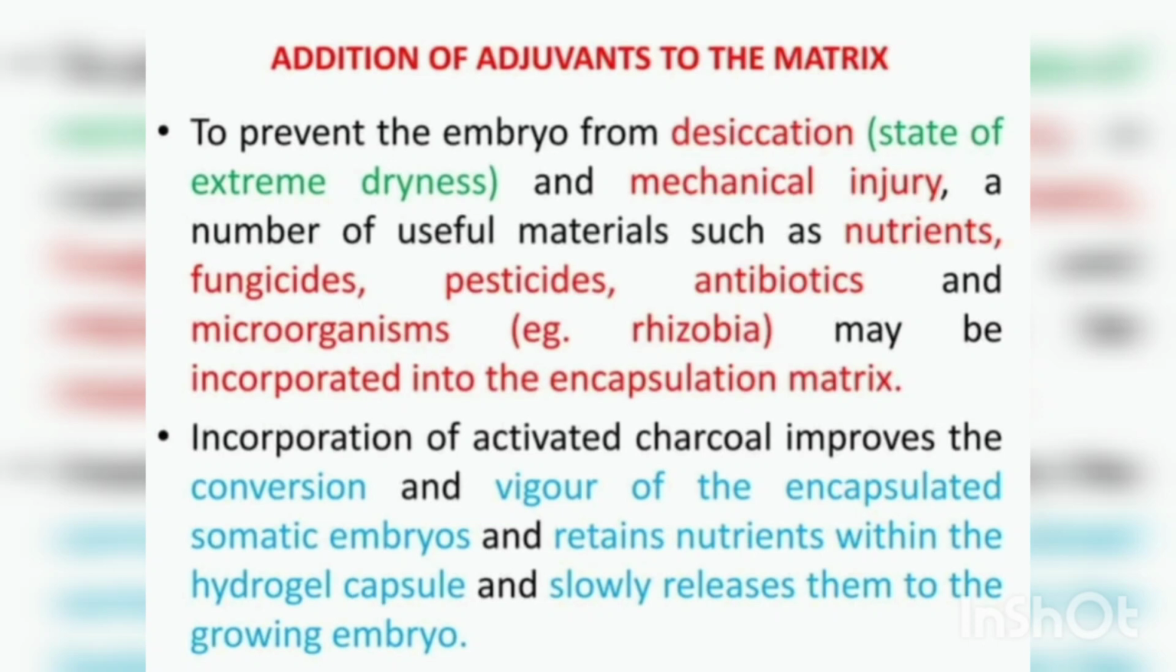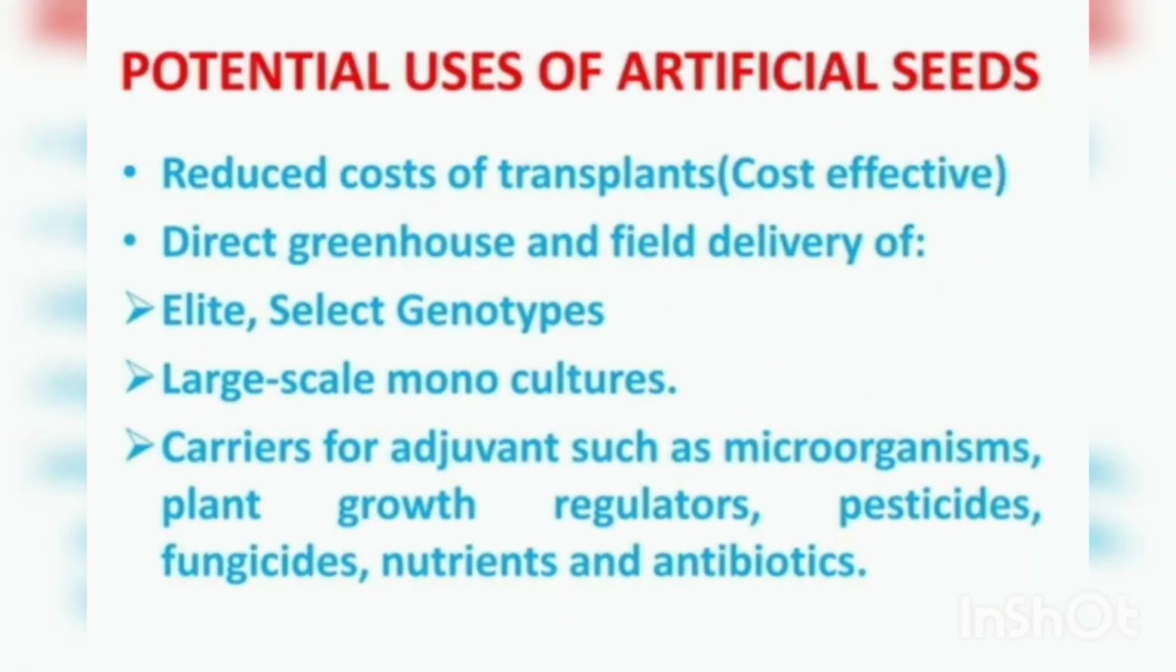Apart from the nutrients, growth promoters or hormones that we are already providing, even fungicides, pesticides, antibiotics, rhizobia-like microorganisms or activated charcoal can be added. These are supplements that can be added to the somatic embryos in order to retain their nutrients and also provide the nutrients slowly to the growing embryo, so that these artificial seeds have better viability, and they can be stored for a longer period of time.